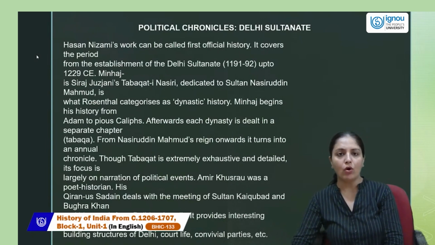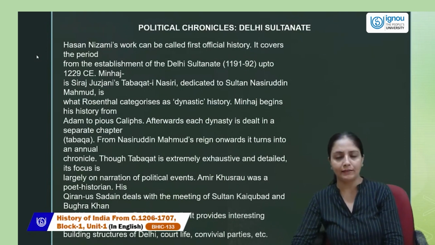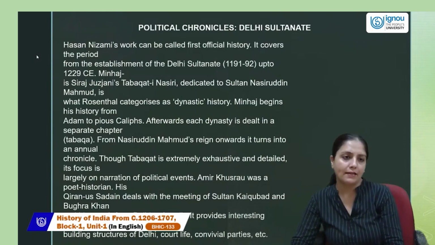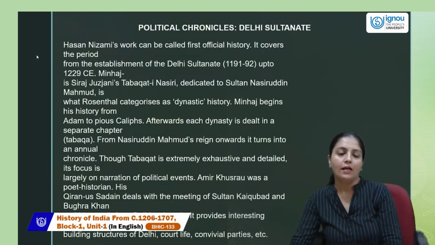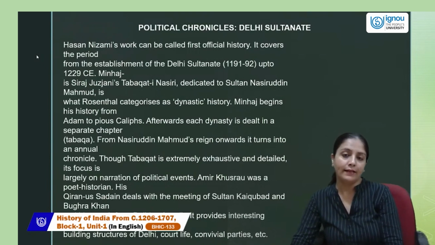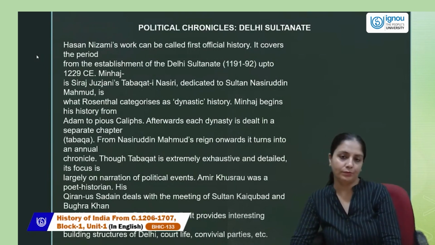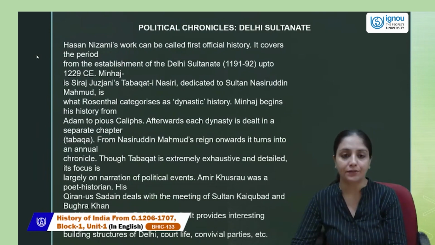Hasan Nizami's work can be called the first official history. It covers the period from the establishment of the Delhi Sultanate, 1191-92, up to 1229 CE. Minhaj-e-Siraj Juzjani's Tabaqat-e-Nasiri, dedicated to Sultan Nasiruddin Mahmud, is what Rosenthal categorizes as dynastic history. He has written about the dynasty of Sultan Nasiruddin Mahmud. Minhaj begins his history from Adam to the pious caliphs. Caliph means Khalifa. We are talking about the spiritual leaders of the Muslim period.